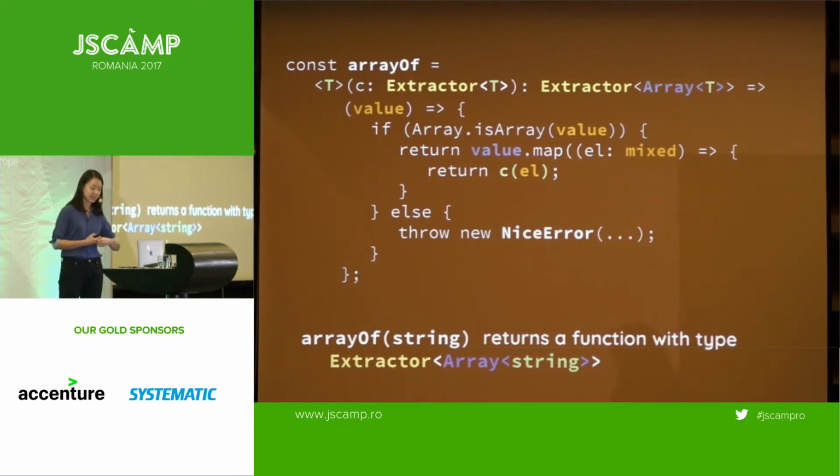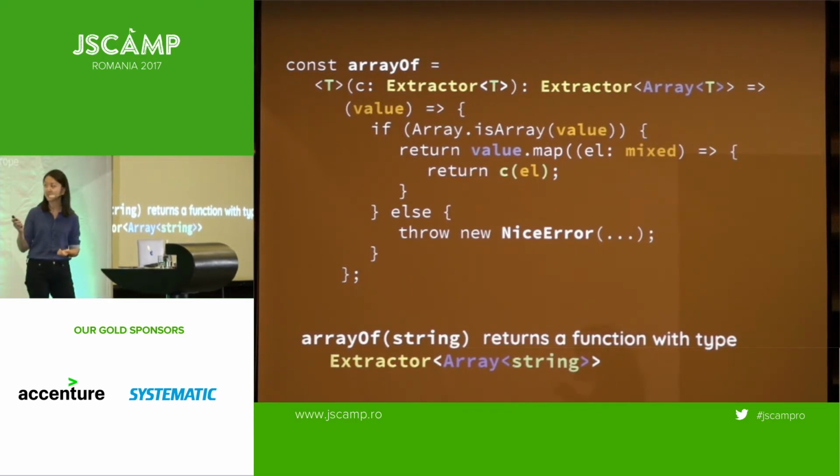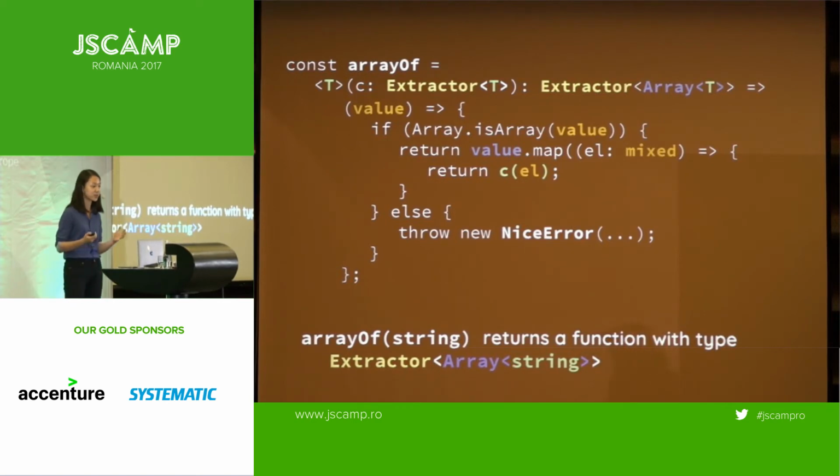So this is a higher order function that takes in an extractor function and returns a new extractor function that extracts arrays of T. We call this higher order function on the string extractor that we defined before, and now we get an extractor of the type Extractor<Array<string>>. And this is really awesome. You can compose these as much as you'd like.